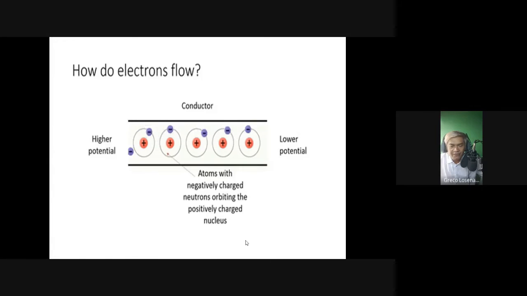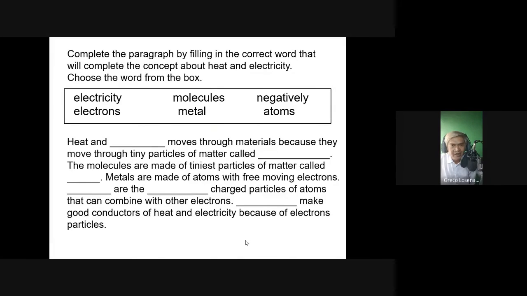How do electrons flow? On the diagram, you can see that the atoms with negatively charged electrons are orbiting the positively charged nucleus. Let's try to complete the paragraph by filling in the correct words that will complete the concept about heat and electricity. Choose the word from the box. These are the words inside the box: electricity, molecules, negatively, electrons, metals, and atoms.